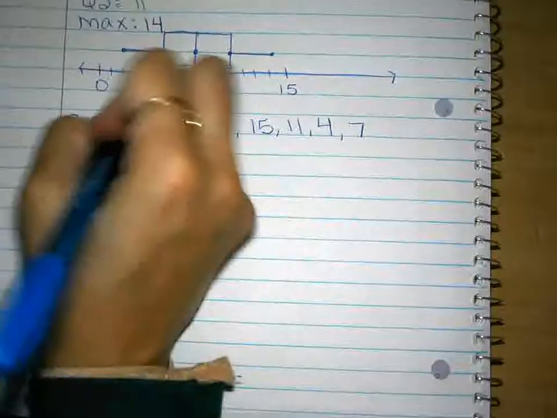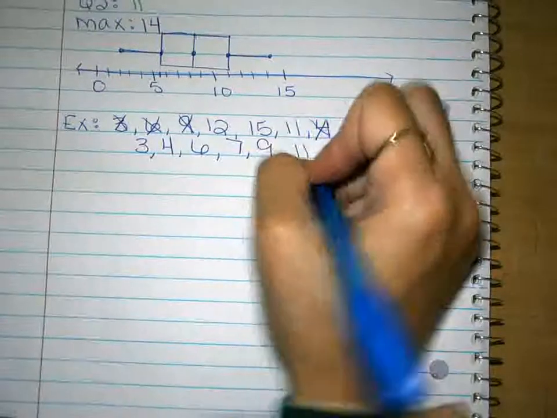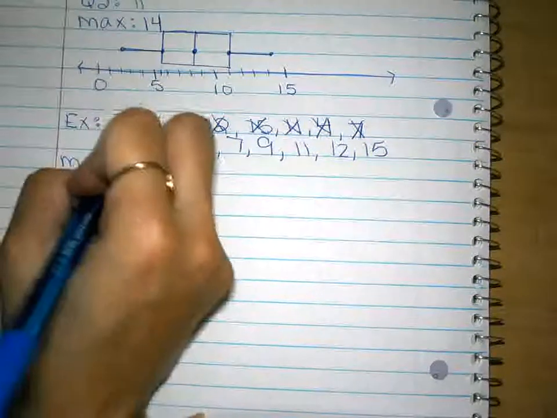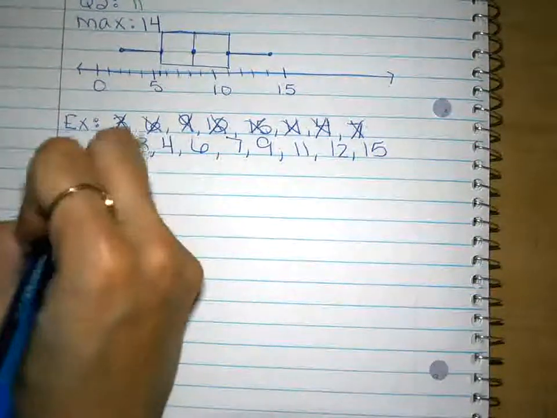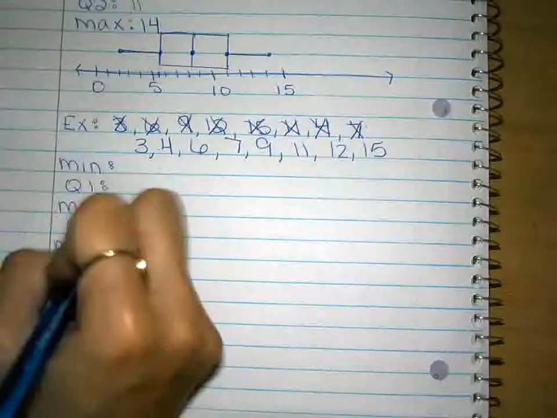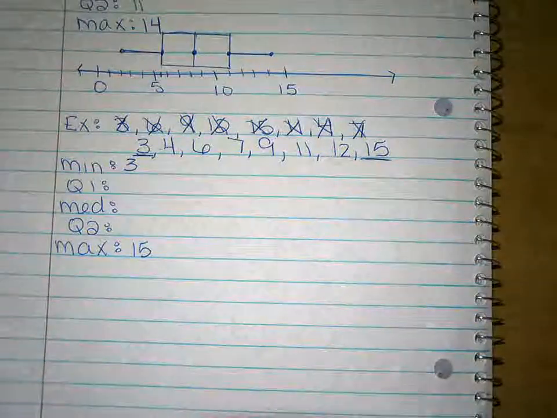So I have a 3, I have a 4, I have a 6, a 7, a 9, 11, a 12, and a 15. Then I can find my minimum, my Q1, my median, my Q2, and my maximum. You can find your minimum and your maximum first because it is the smallest and the biggest number, so it is the easiest to find.